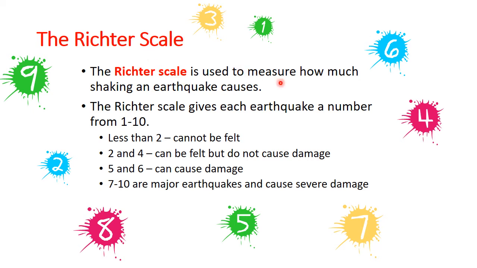So if on the seismograph we have less than 2, that means nobody has felt the earthquake. If it is between 2 and 4, then it can be felt but not much damage has been done. 5 and 6 can cause damage. 7 to 10 are considered major earthquakes and cause severe damage. Lots of damage can be caused on the earth's surface.